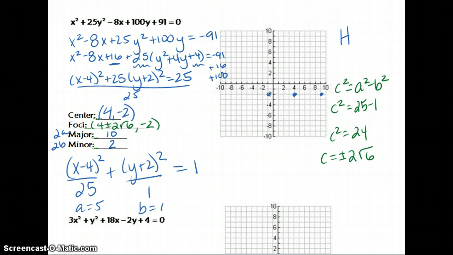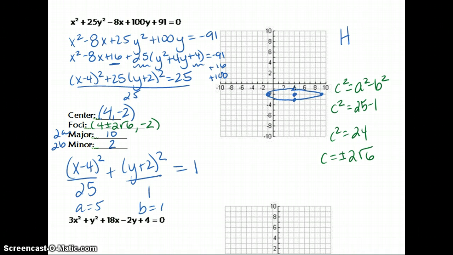Okay. Those endpoints are known as the vertices because it's part of the major axis. Now the minor axis, b equals 1, so we're going to go up 1 from the center and down 1 from the center. Those are the endpoints of the minor axis, and notice that the full length of the minor axis is 2.